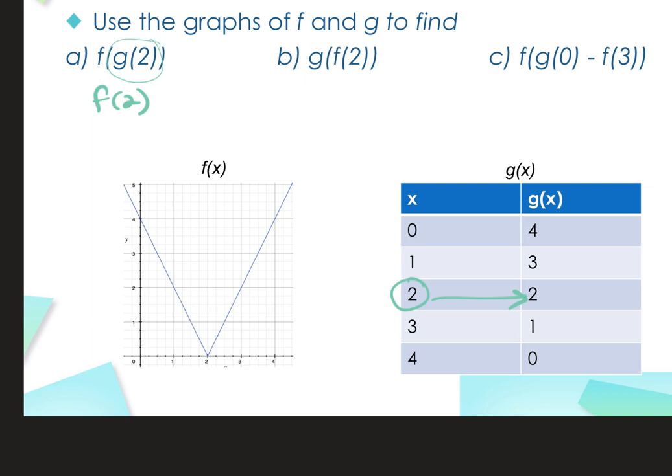And then replace g of 2 with its value, which is 2. Now find f of 2. If I go to the f graph, I want to know what's happening at 2. What's the y at 2? 0. B, find g of f of 2. So now I'm finding f of 2 first. We just said f of 2 is 0. And then I want to find g of 0, and g of 0 is 4.